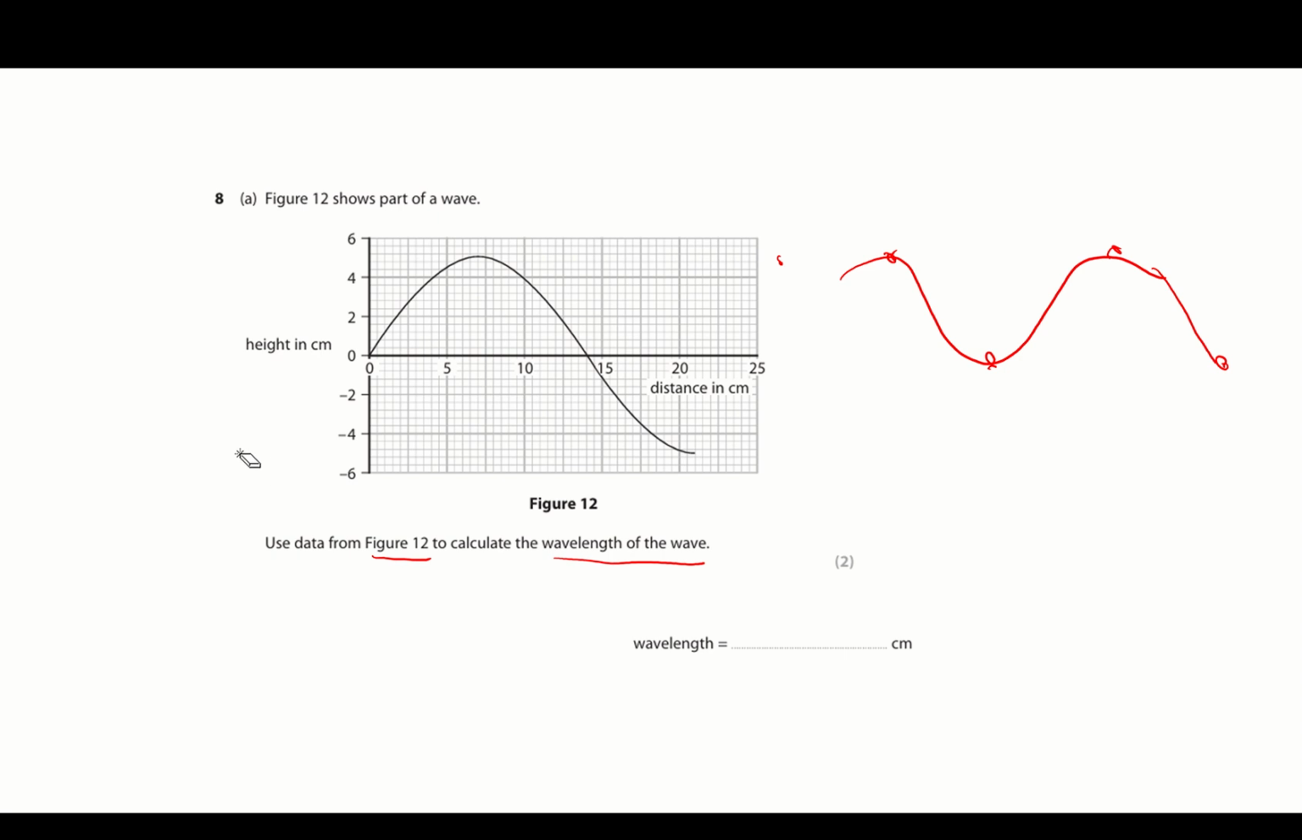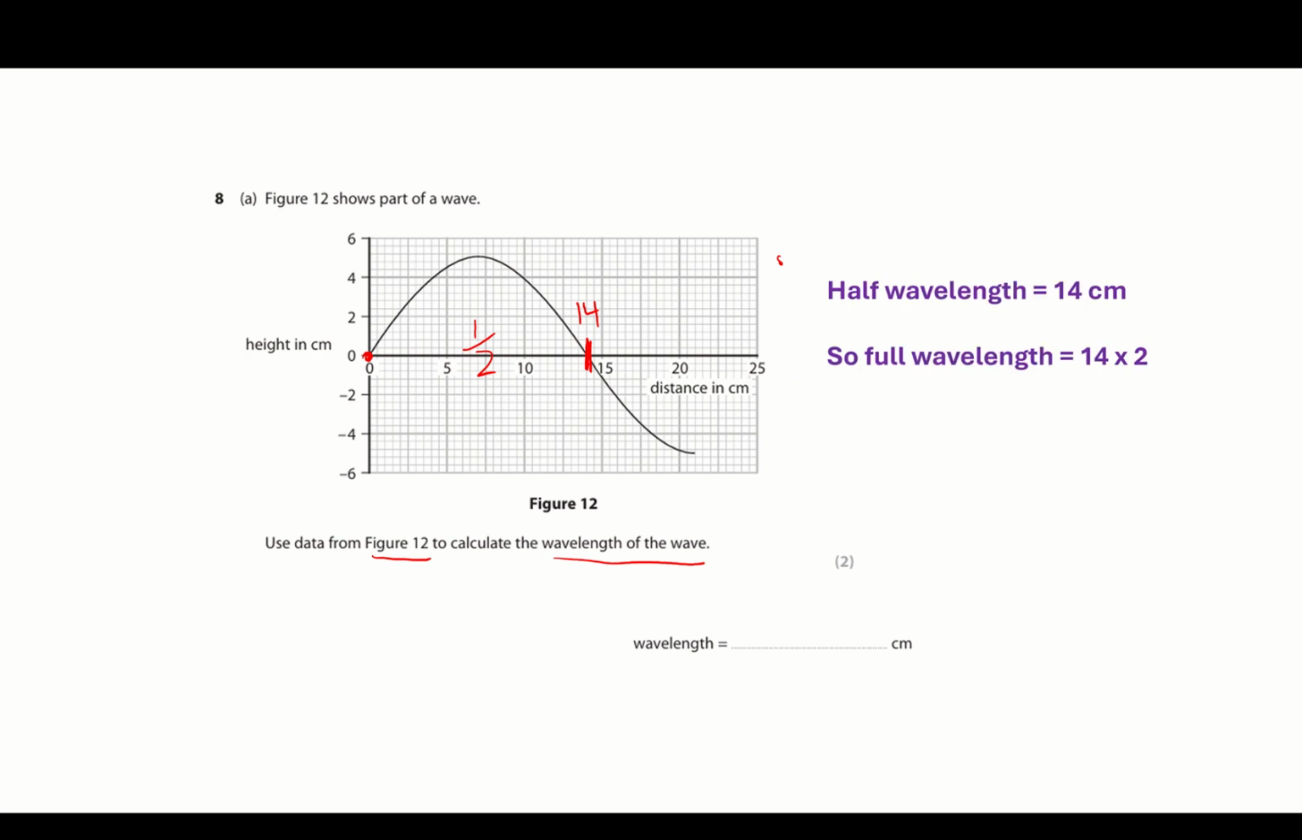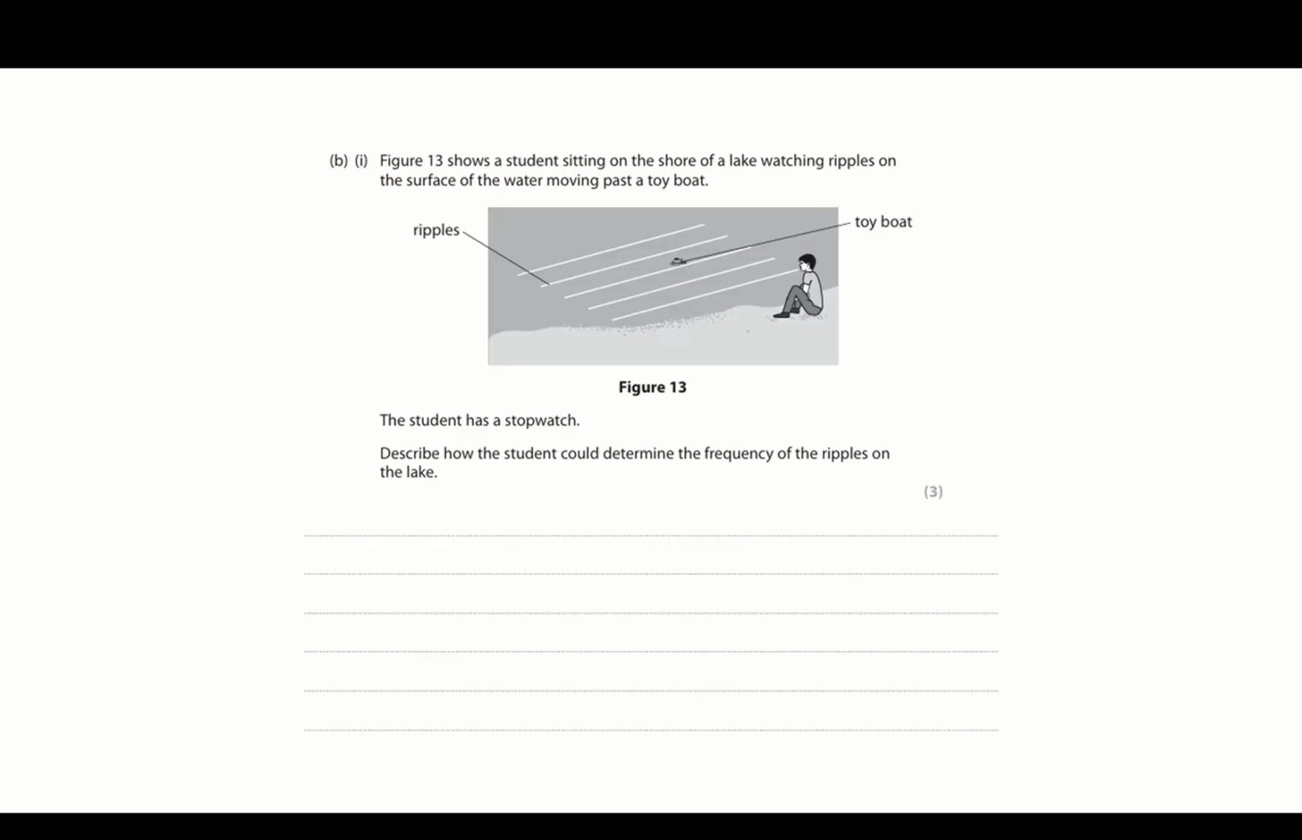What we do know, though, is we have half a wave on the screen. If I go from that point to that point, that is half of the wave. The other half is going to be over there. So at least I can work out half of the wave, and that's going to be where it crosses here, which is at 14. So I need 2 lots of 14. That will give me the full wavelength. So half the wavelength is 14. The full wavelength, 14 times 2, is 28 centimetres.